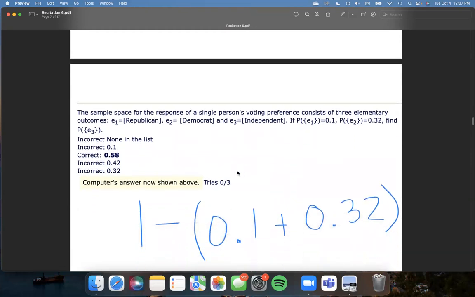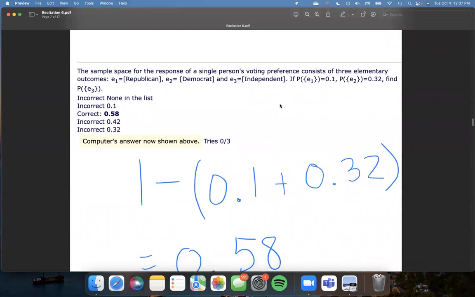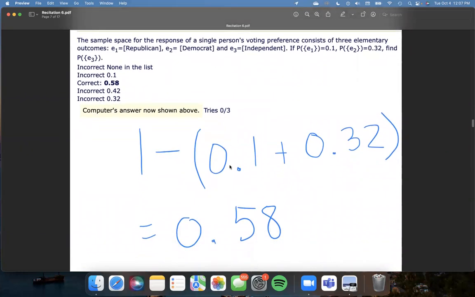So we're going to take 1 minus the values that were given. So we have 1 minus (0.1 plus 0.32), and that equals 0.58.